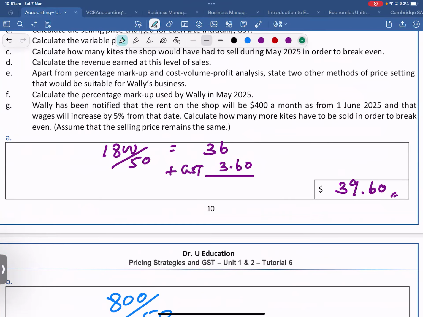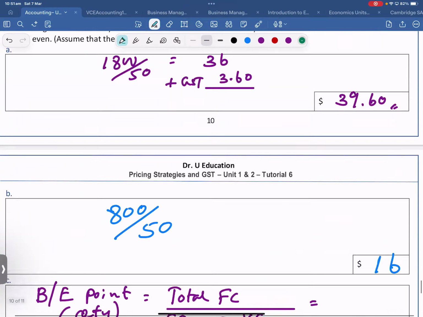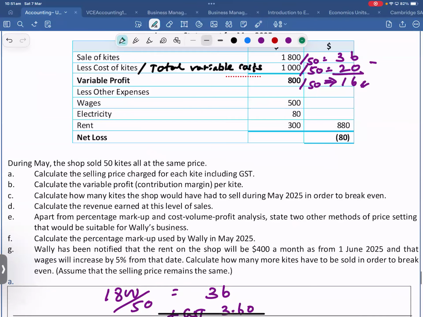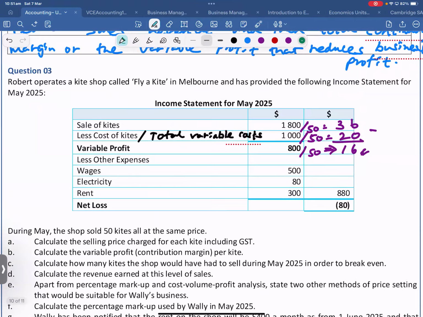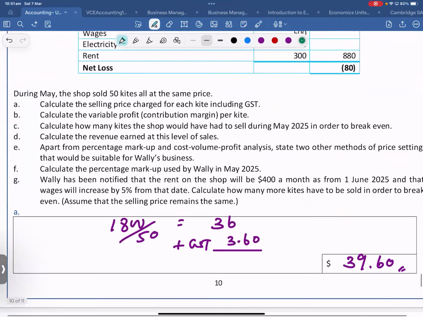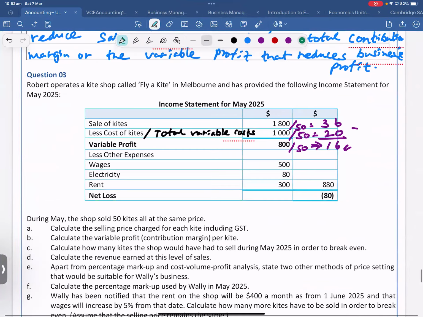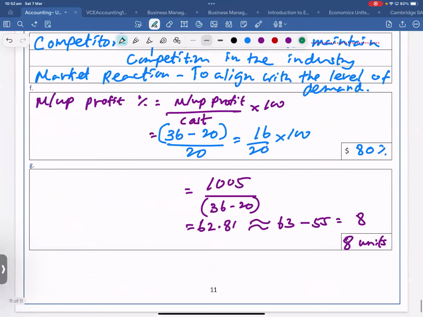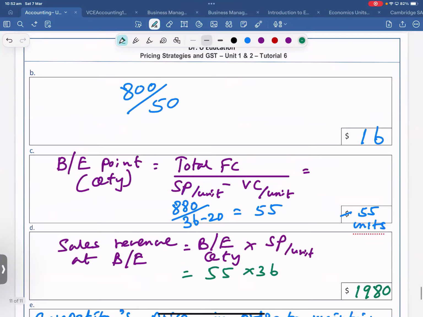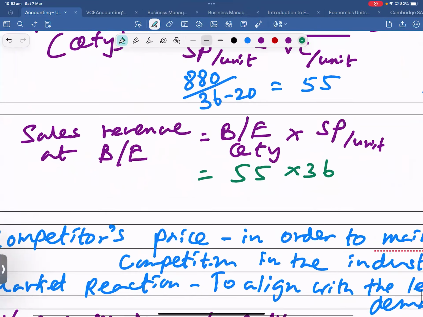Recommended retail price. Yes, this one wouldn't have a recommended retail price. Consumer reaction, yes, market reaction. Because this one, they are not talking about franchise or anything because they are doing a kite shop. So I don't think there is an RRP. So basically, these are the two things.